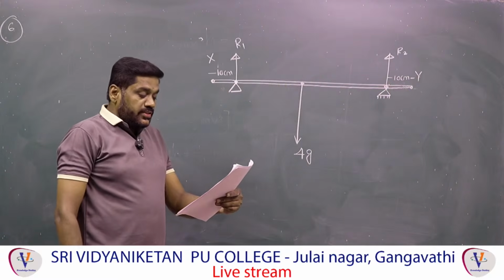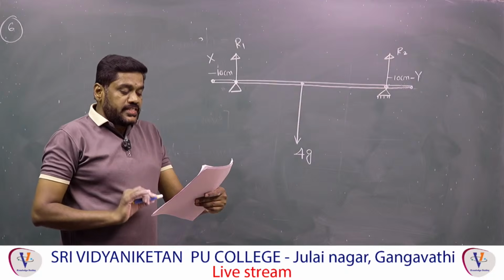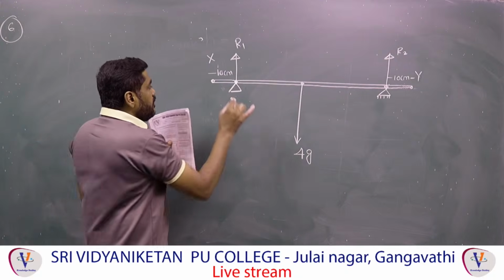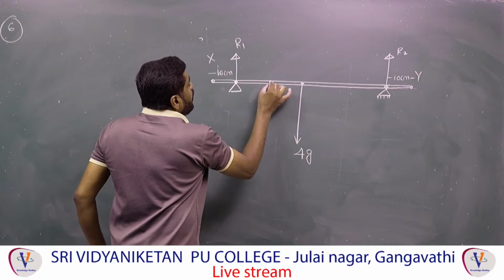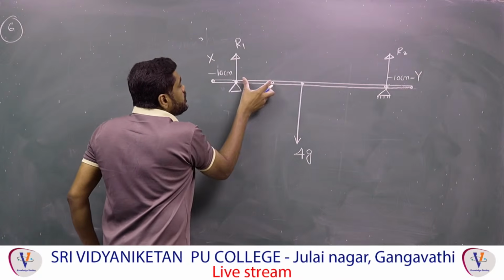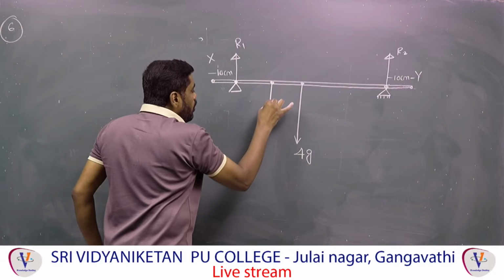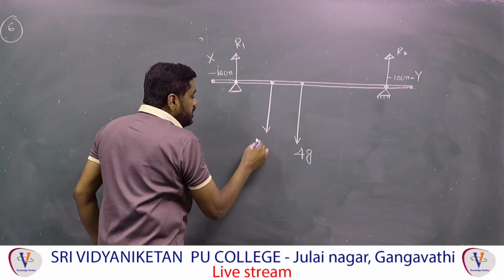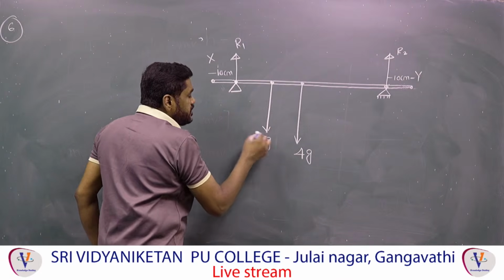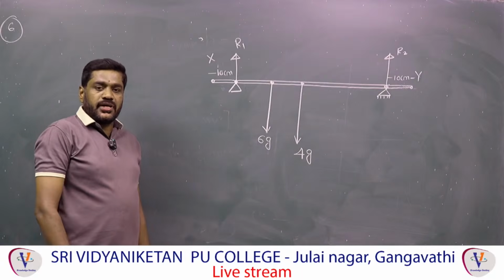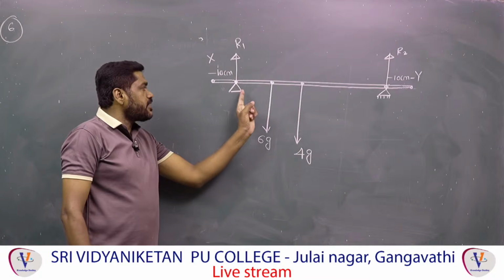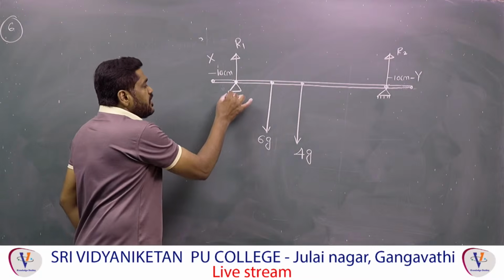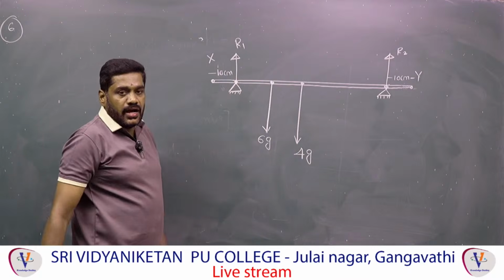Now, one more thing they have given: a 6 kg load is suspended 30 cm from the left. Means from here 30 cm, for example I will take here. So this is 10, this is 20. Therefore, here one more load is suspended, that load is 6 kg, so 6G. Now they are asking what is the R1 value, the reaction offered by the first support.